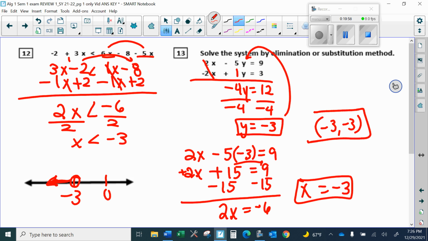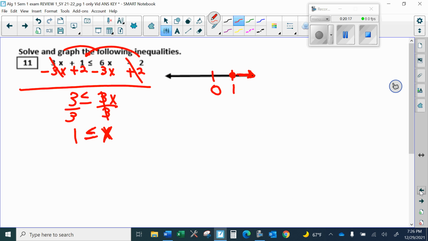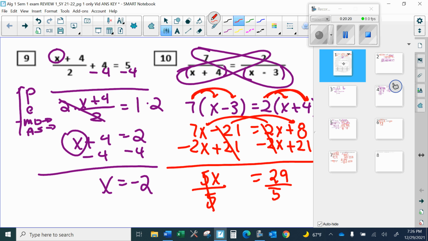And there's my answer. If I want to be sure, I could plug it back into the second equation. Negative 2 times negative 3 is 6. And 1 times negative 3 is negative 3. 6 minus 3 is 3. That checks out. Again, all of these you can plug back in and guarantee you're right. So that's 13. All right, 14, 15, and 16 are graphs back on the main page.